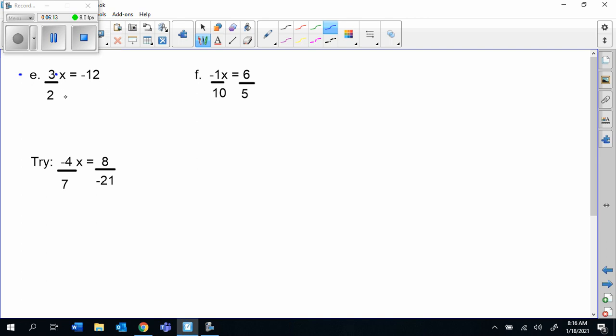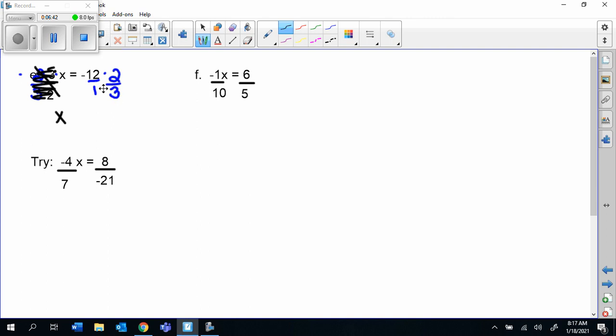So think to chapter 1, how do we divide fractions? We multiply by the reciprocal. So I'm going to put a 2/3 here, literally just flip it upside down, and I'm going to multiply by 2/3 here. And if you want to put a 1 underneath that -12 to help you, that's great. And so then this just crosses each other out, and I'm left with x.